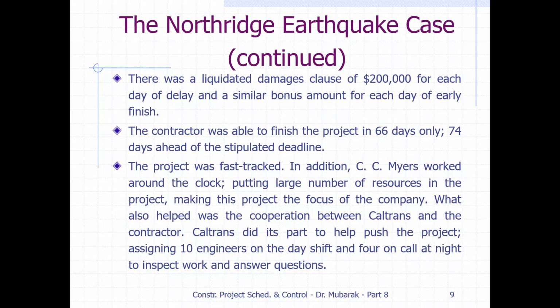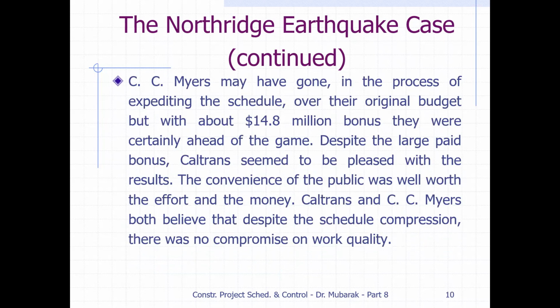So in this way, the contractor accepted the challenge and finished this project in 66 days instead of 140 days as in the original contract. So they saved 74 days, and you multiply 74 with 200,000, so it will be 14.8 million. They got the bonus. CC Myers may have gone over their original budget in the process of expediting the schedule, but with about 14.8 million bonus, they were certainly ahead of the game. Because they completed the project 74 days early, 74 multiplied by 200,000, their bonus was 14.8 million.